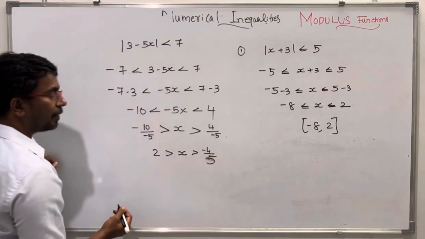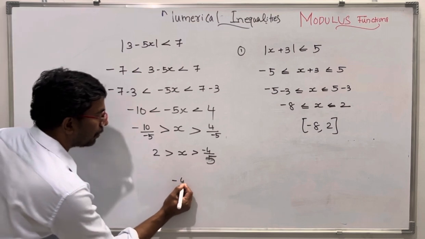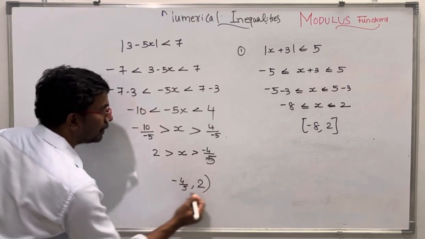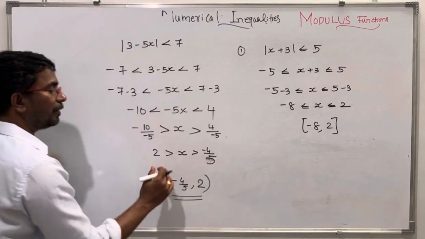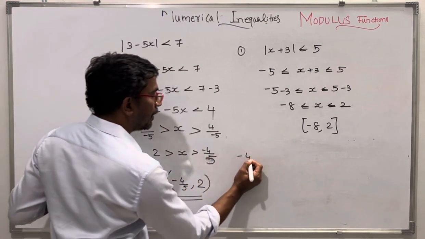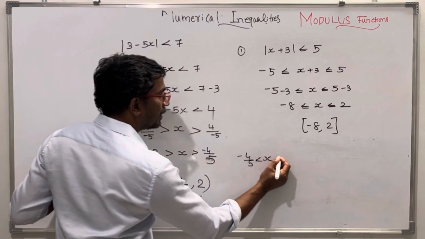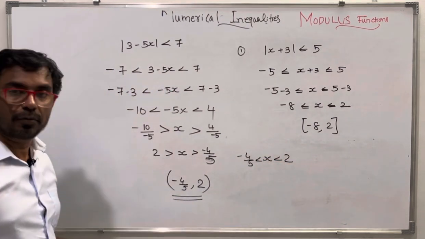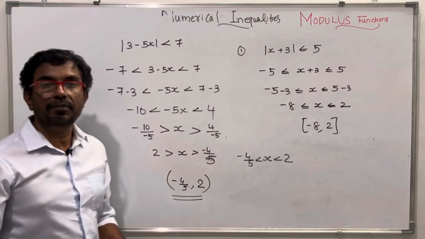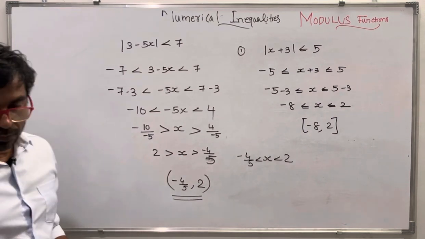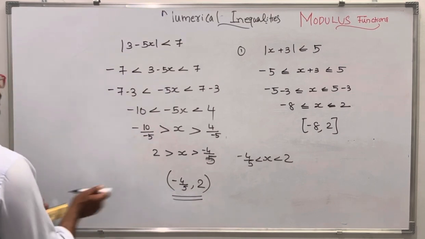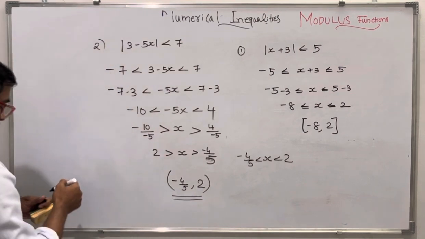So how do we write the solution here? Minus 4 by 5 comma 2. So this is the solution. Actually you should write it in a better form like this: minus 4 by 5 less than x less than 2. This is the solution, or you can write it like this. Okay, let us try another question. This is the second question I did. Now we'll do another question.